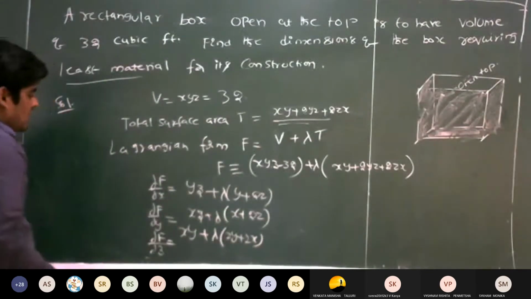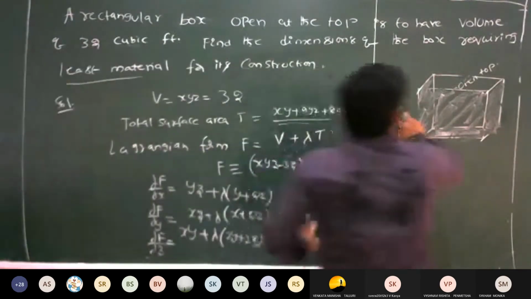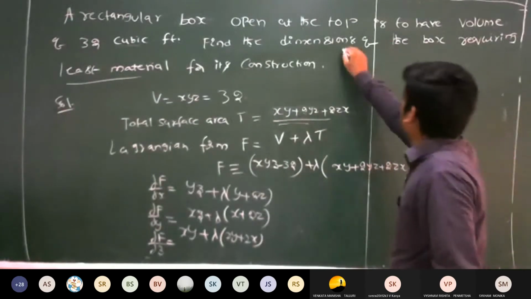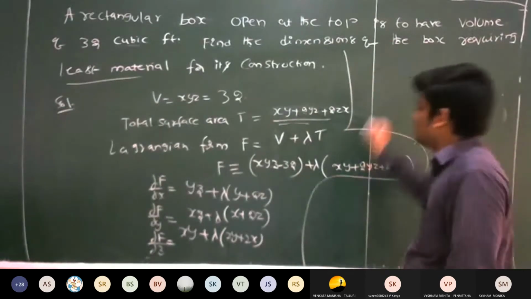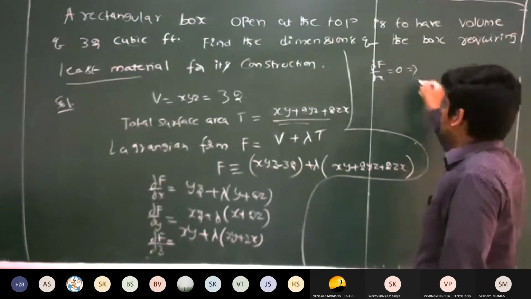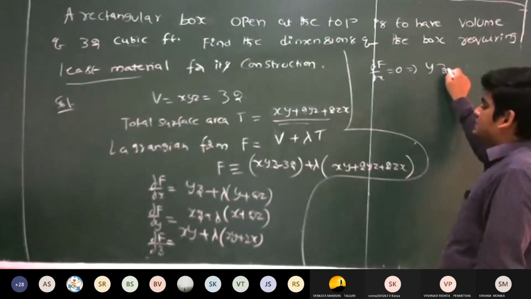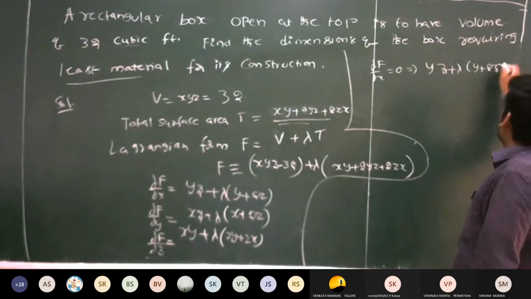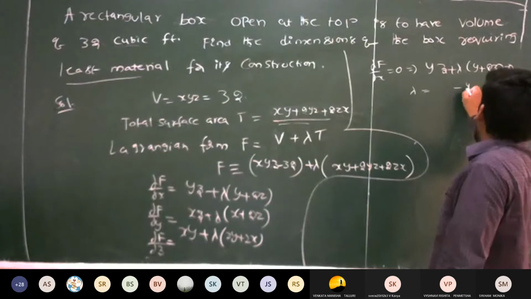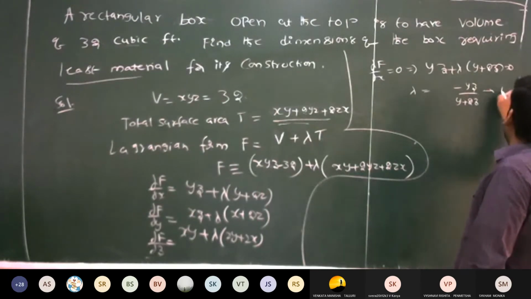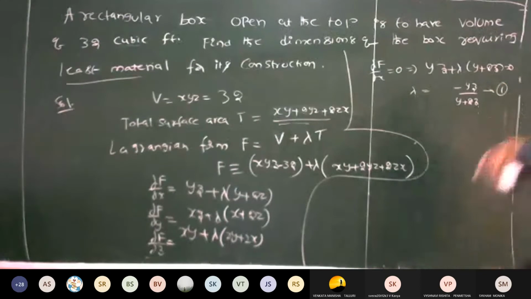Yes, sir. Now what is the next step? Equating the values of dou f by dou x, dou f by dou y, dou f by dou z to 0. So dou f by dou x is equal to 0, which implies yz plus lambda into y plus 2z is equal to 0. From this, lambda is equal to minus yz by y plus 2z. Call it equation number 1.